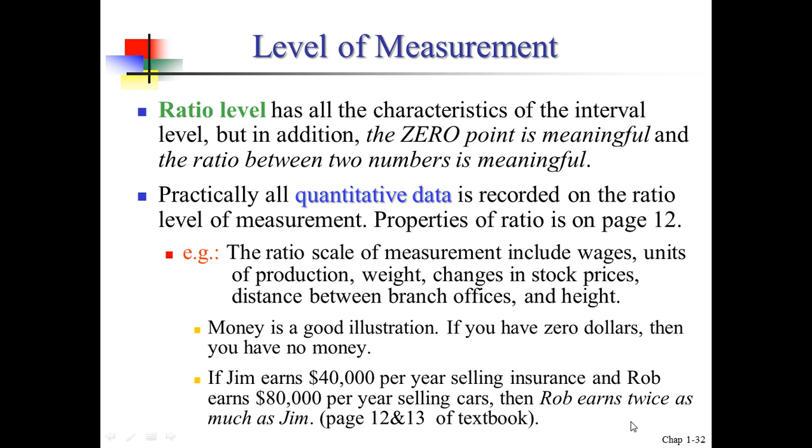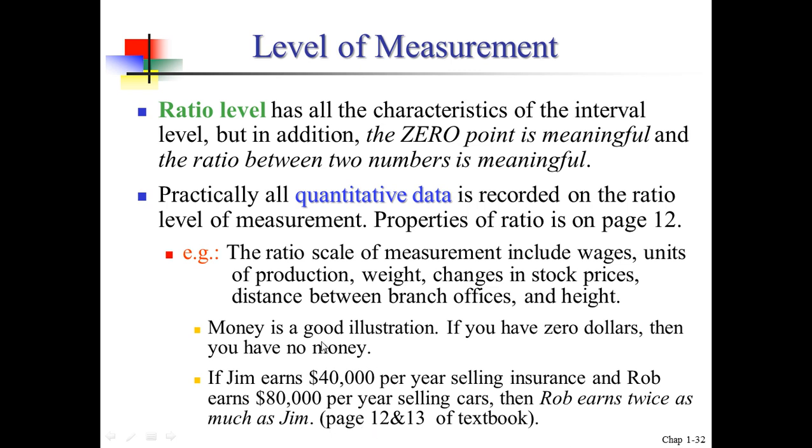Money is a good illustration. If you have $0, then you have no money. For example, Jim earns $40,000 per year by selling insurance service. Rob earns $80,000 per year by selling cars. Then Rob earns twice as much as Jim. So this is ratio. So how can you say twice as much? 2 times, by taking Rob's earnings divided by Jim's earnings.